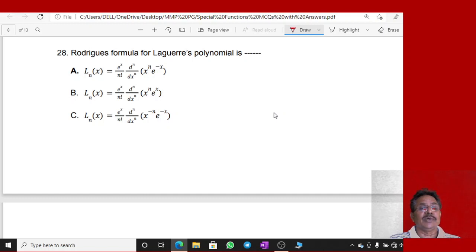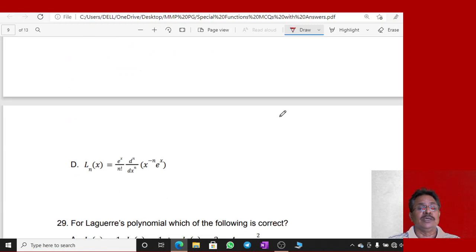Option B is Ln of x equal to e raised to x upon n factorial d raised to n upon dx raised to n multiplied by x raised to n and e raised to plus x. So it is e raised to minus x, here it is e raised to plus x. That change has been made here. In the third option, this x raised to n has been changed to x raised to minus n, then e raised to minus x is as before, and the fourth option is also e raised to x upon n factorial into d raised to n upon dx raised to n in the bracket x raised to minus n into e raised to plus x. So here n has been changed, and e raised to x has been made positive.